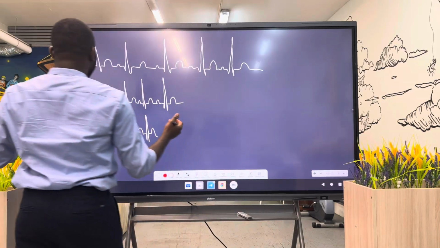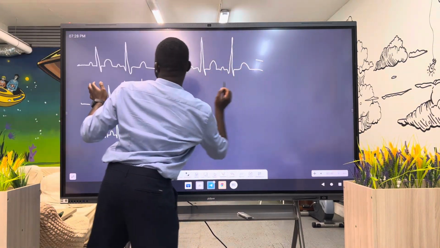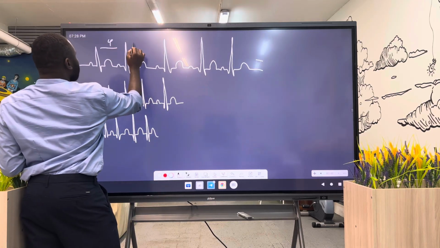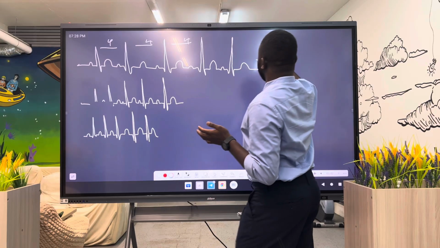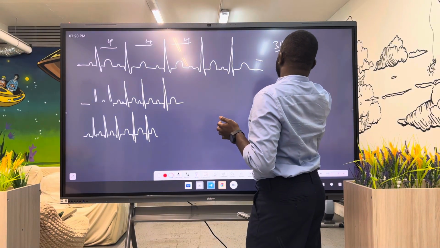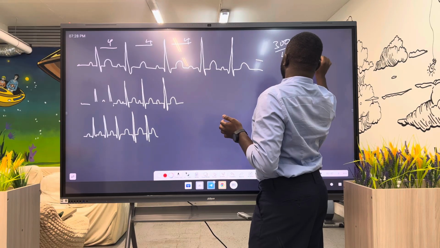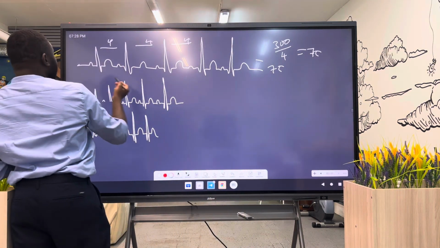So a quick recap. Let's say, for example, we have this ECG, the first one here, and maybe we have four big boxes in between. Like we said, the formula for calculating heart rate is 300 divided by the number of big boxes, which is 4, which will give you what? 75. So the first thing we need to know is: is it sinus or non-sinus?